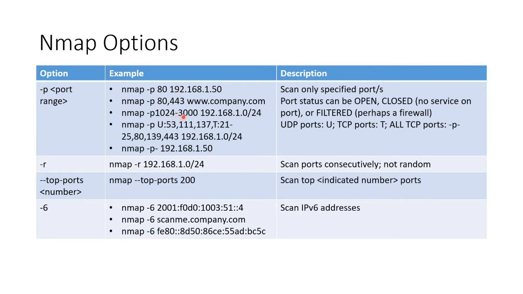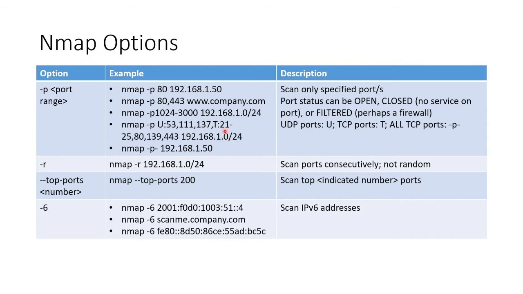If we say 1024-3000, give me the whole range. Do 1024, 25, 26, 27, all the way up to 3000. And notice this IP address is a /24. I'm actually scanning all these ports on every host on the entire subnet. Or if we say U:53, this is a UDP port, and this is a UDP port, and this is a UDP port, and then the T, this is a TCP port. So in this case, we are scanning the UDP ports 53, 111, and 137, as well as the TCP ports 21 through 25, 80, 139, 443, against this entire subnet.